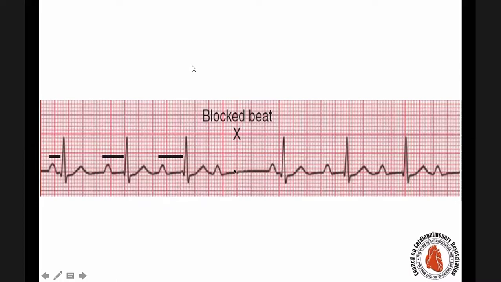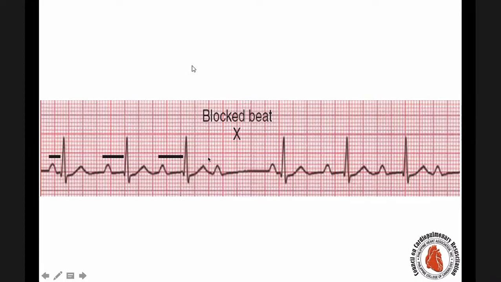second degree AV block type 1. This is a P wave not followed by a QRS. This must be a drop beat. You look at the PR interval before the drop beat and the PR interval after the drop beat. They are different, and this must be a second degree AV block type 1. So looking at this, the PR interval is prolonging and prolonging until a drop beat. Kaya these are the manifestations of a second degree AV block type 1.